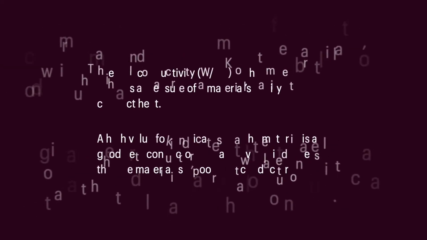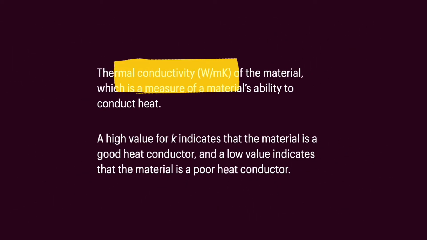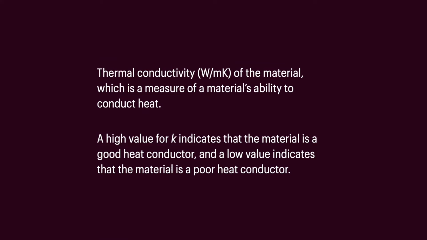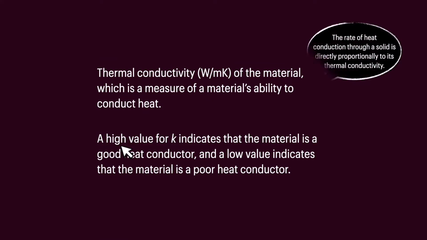k is the thermal conductivity, with the unit watt per meter Kelvin, of the material, which measures a material's ability to conduct heat. A high value for k indicates that the material is a good heat conductor, and a low value indicates that the material is a poor heat conductor.